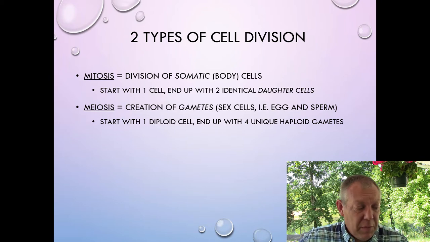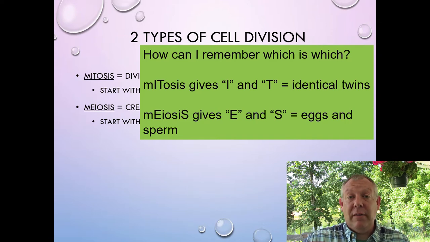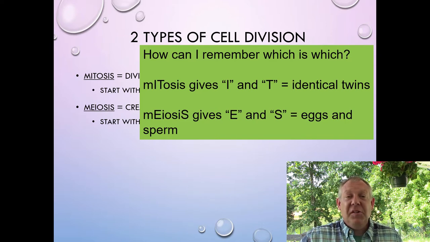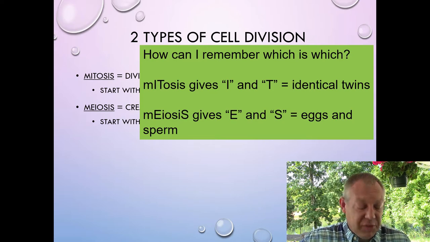And so to remember these, mitosis has an I and a T in it, which stands for identical twins. So the cells that are left over are identical twins. Meiosis has an E and an S in it, gives eggs and sperm. So that may help.